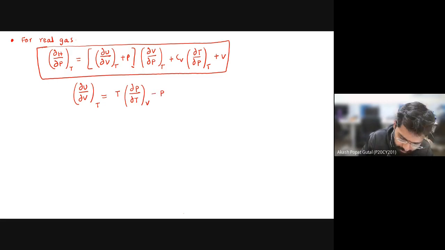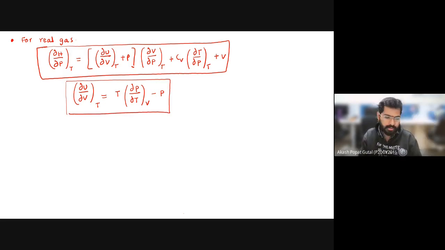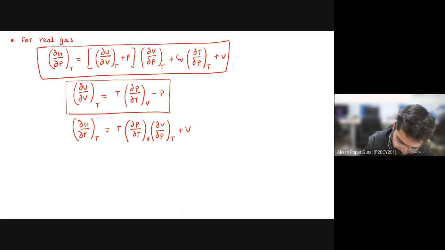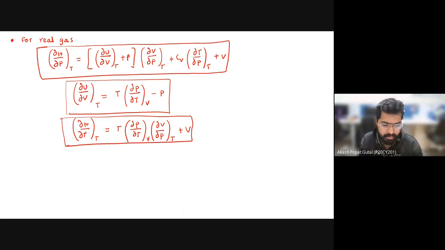So this expression for internal pressure, we will get in the second law of thermodynamics. So in future we will have the derivation of this expression, and it gives you del H by del P at constant temperature as T into del P by del T at constant volume, del V by del P at constant temperature, plus P. This is the expression for del H by del P at constant T.